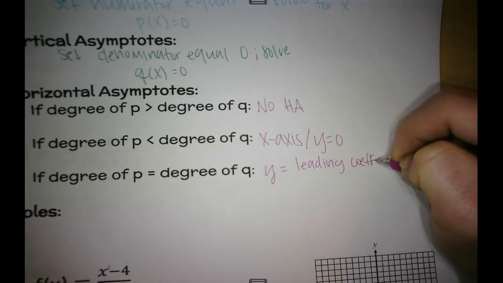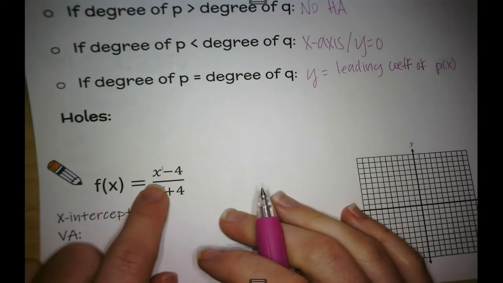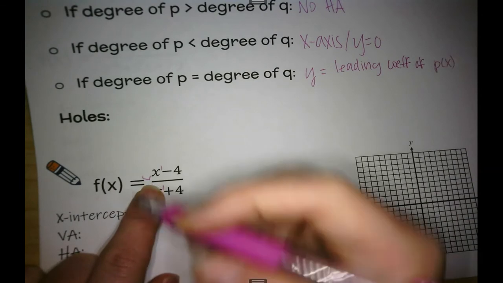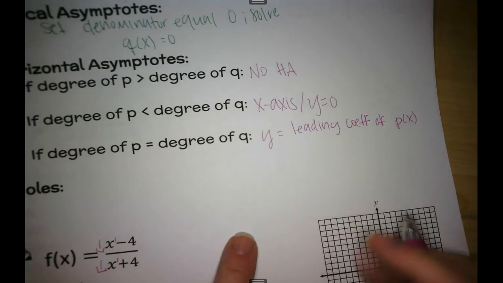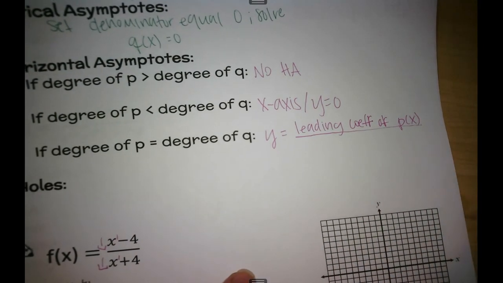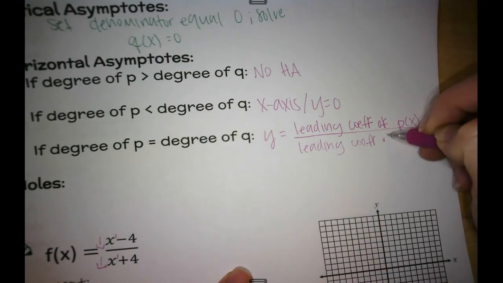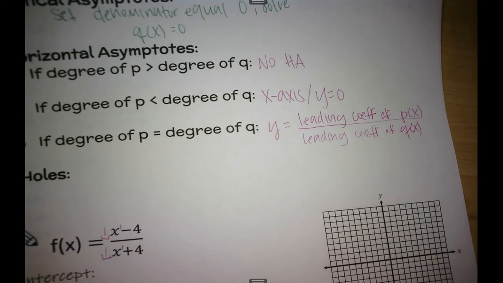What is the leading coefficient? I'm going to abbreviate that. Of the top. The leading coefficient then is the number in front of our x. And again, if there is no number, it's understood 1. So it's the leading coefficient of x, of the top, p of x, over the leading coefficient of the bottom, q of x.